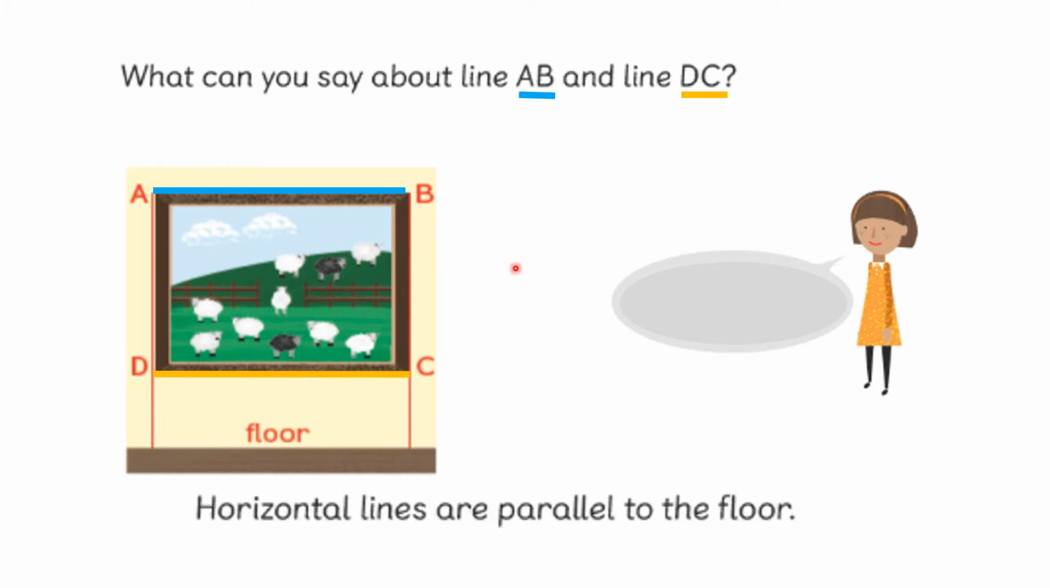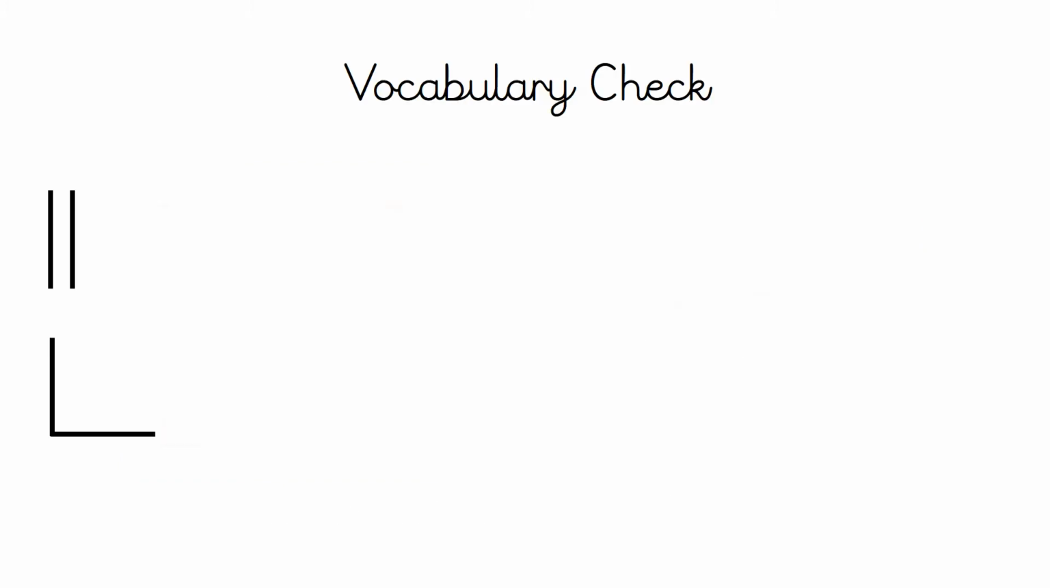We can also describe this as horizontal because horizontal lines are parallel to the floor. So just like my friend from Maths No Problem, we can say that they are horizontal lines. Can you have a go at saying this word with me? Horizontal. Great job, Year 3. You are now not only angle experts, but also line experts.